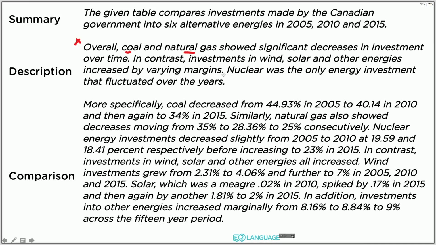So I'm not getting into specifics or any details. I just said, while coal and natural gas decreased, wind, solar, and other energies increased. Lastly, there was nuclear, which was the odd one out because it fluctuated. And I just wrote a third sentence that says, nuclear was the only energy investment that fluctuated over the years.